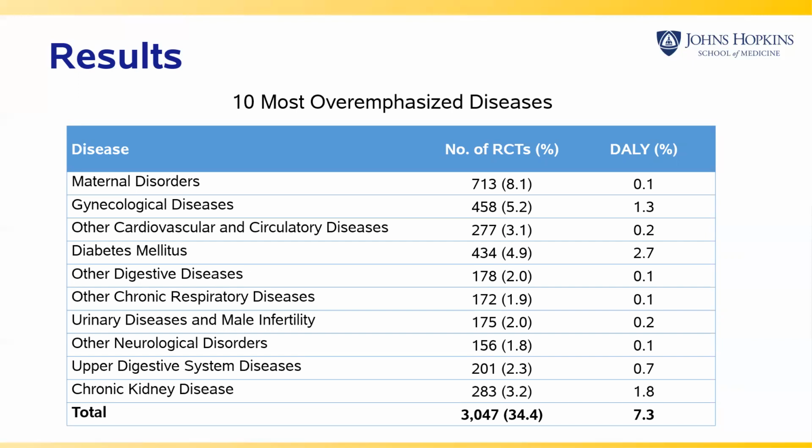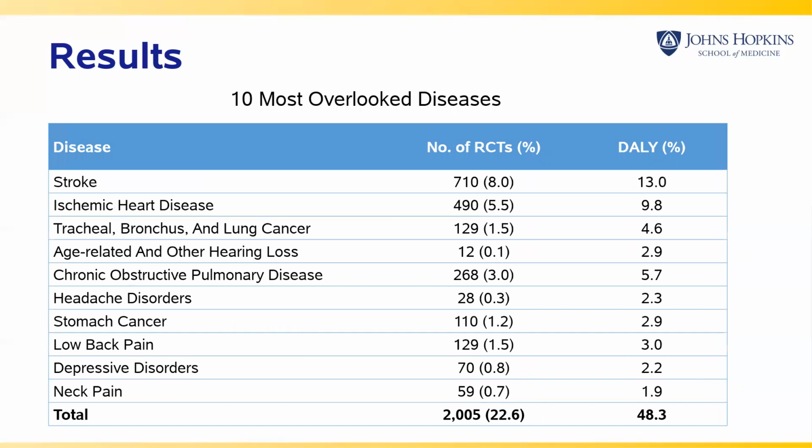This means too many RCTs have been conducted on disease categories that had less impact on people's health. On the contrary, only 22% of RCTs assessed these 10 disease categories, which represented almost half of DALY. This means too few RCTs have been conducted on disease categories that had more impact on people's health.